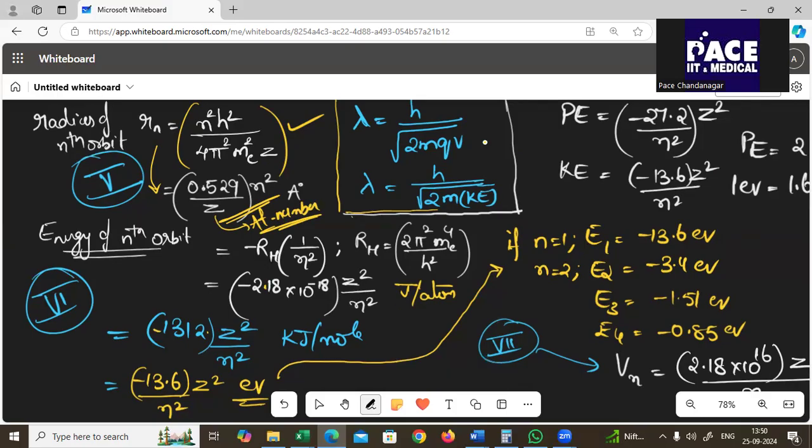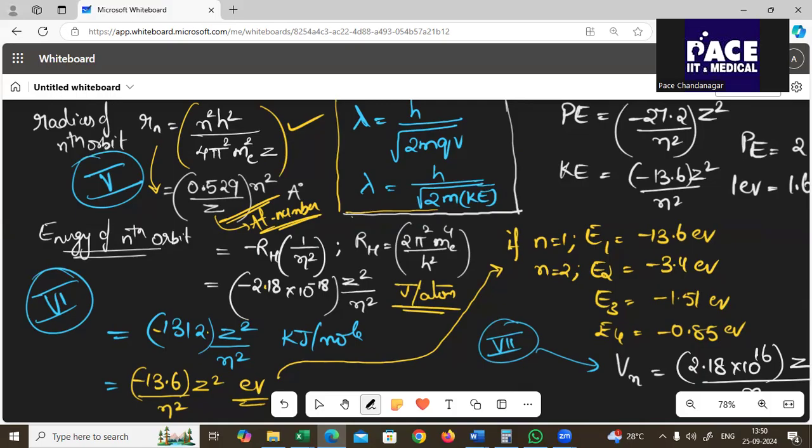Please do focus on the units here. Energy is given here as minus 2.18 into 10 power minus 18 joules per atom, Z square by n square. Everywhere you see Z square by n square. Energy is Z square by n square. Radius is n square by Z. Radius is 0.529 times n square by Z, and energy will be minus 2.18 into 10 power minus 18 Z square by n square.